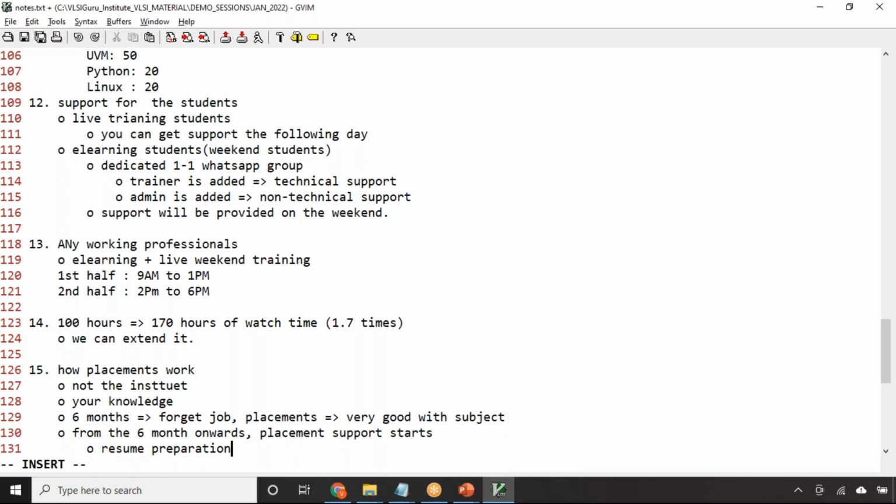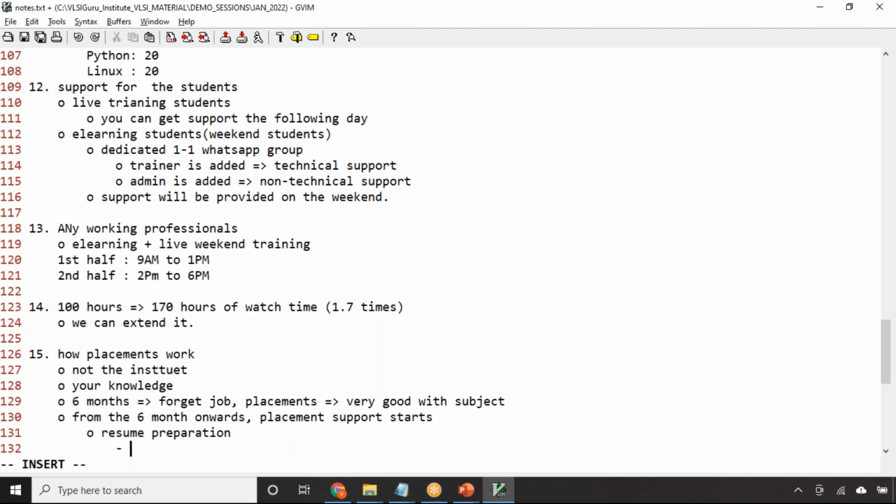We are working on a platform that will help you prepare your resume, with automatic resume preparation. It should be up this month. Automatic resume preparation in standard template formats. There will be multiple templates, and through that, automatic resume preparation will happen.